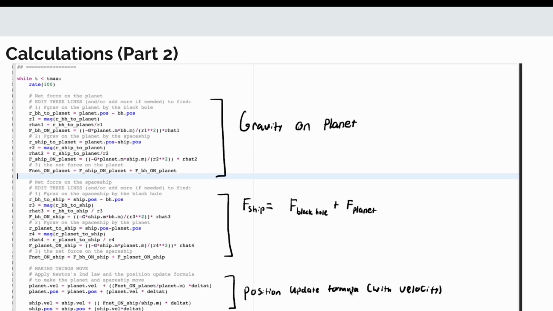For part 2, my first step was to calculate the gravity on the planet. This includes both the force of the ship on the planet and also the force of the black hole on the planet. Afterwards, I could then find the force of the ship, which again was equal to the force of the black hole and the force on the planet. With this information, I can then use the position update formula, utilizing the velocity which I found through trial and error, to see if I could escape both the planet and the orbit of the black hole without crashing.